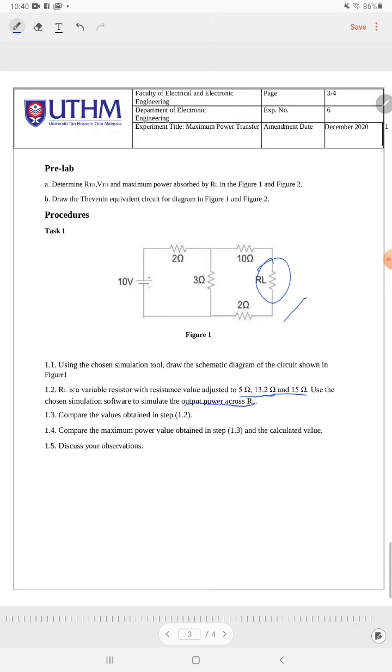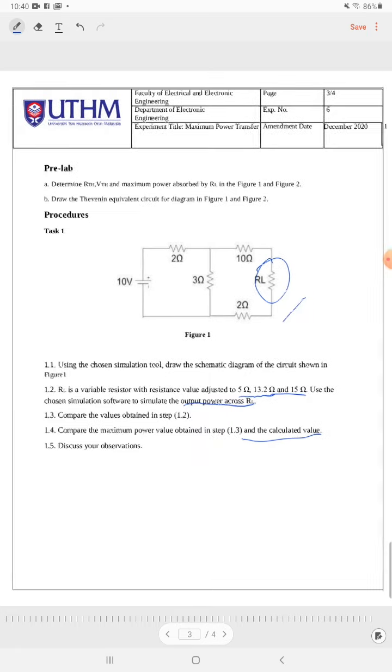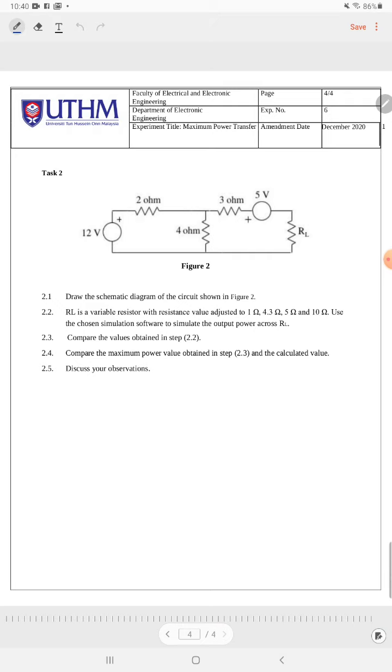Then you need to compare this value with the value obtained in step 1.2. Compare the maximum power value obtained in step 1.3 and calculate the value. You also need to calculate the value of maximum power transfer, and then you need to discuss your observation. Alright, so next, task 2.